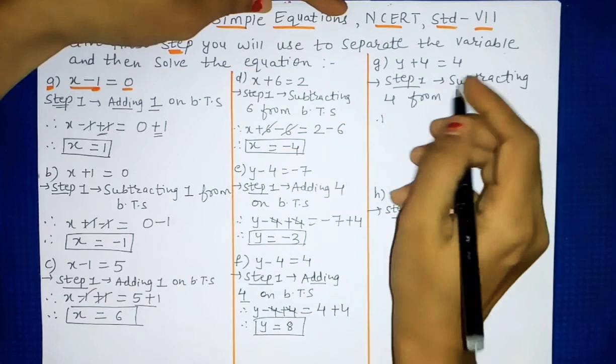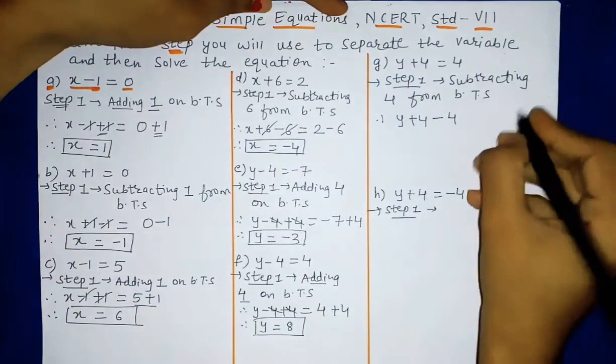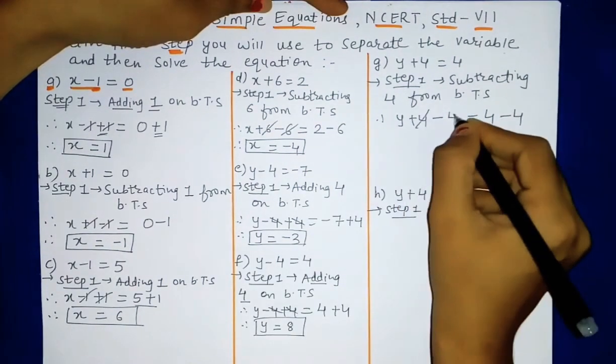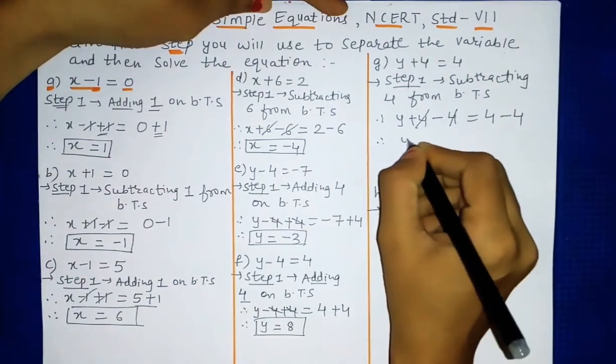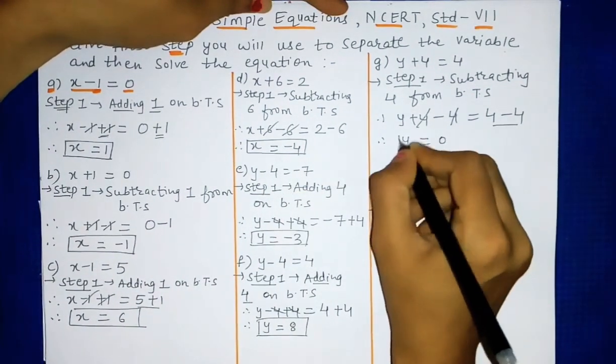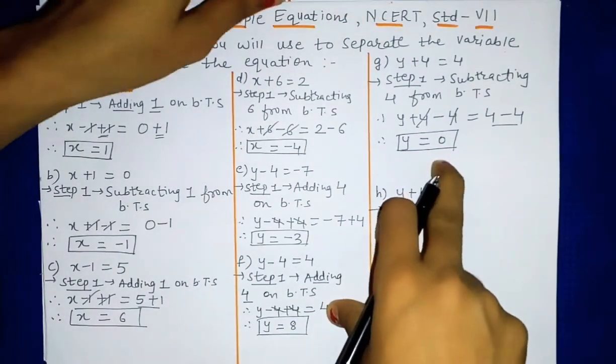So our LHS part is y plus 4. So we will write here -4. That side also 4 is there. So we will write -4. Here +4 and -4 will become 0. So only y left variable, and that side 4 minus 4 will be 0. So this is our answer, y equal to 0. So this is the value of the variable y.